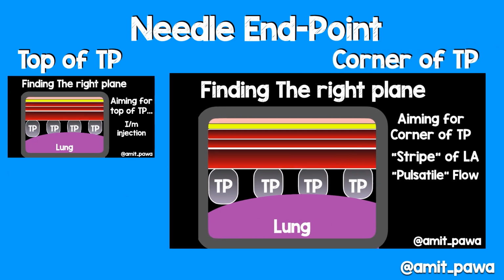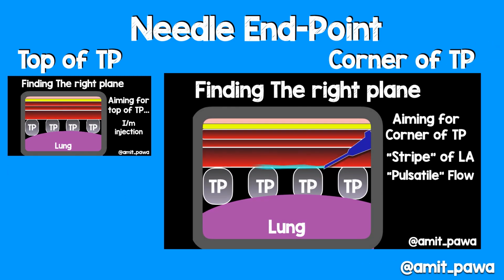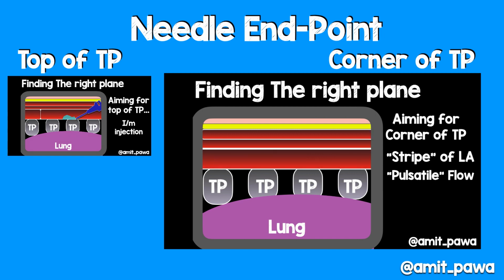The alternative is you could aim for the corner of the transverse process just before it, and then aim to get really deep to that erector spinae muscle. When you inject local anaesthetic, you see the stripe of local anaesthetic flow down the screen and actually lift up the muscle. And it lifts it up in such a way that when you stop injecting, the muscle drops down and it looks sort of like pulsatile flow of fluid. So that's another alternative, and this has now become my preferred technique.